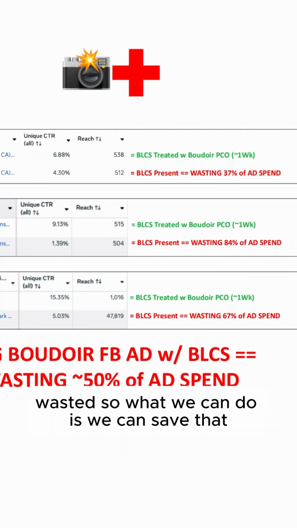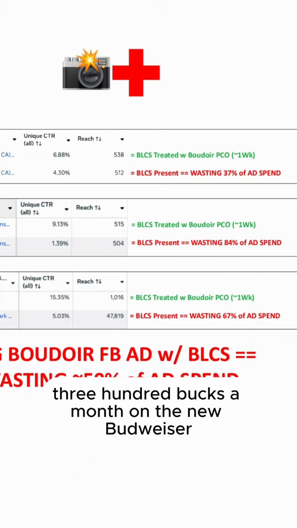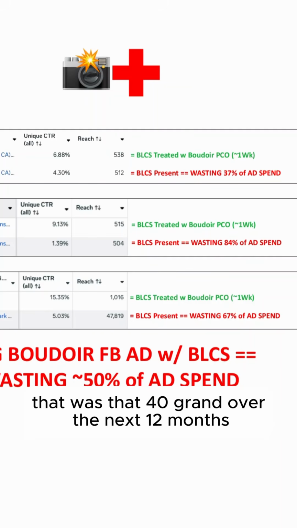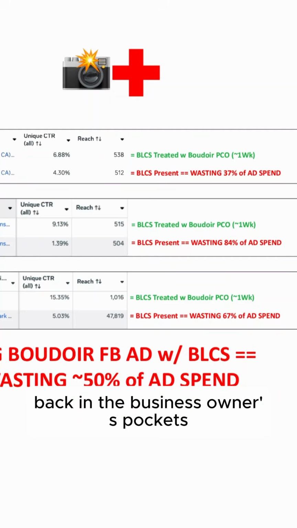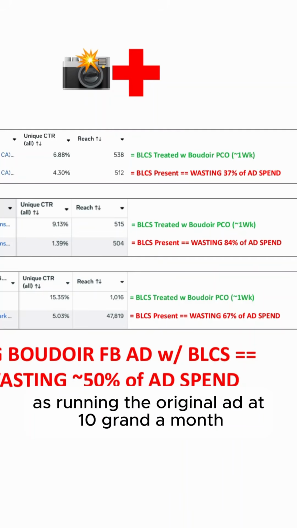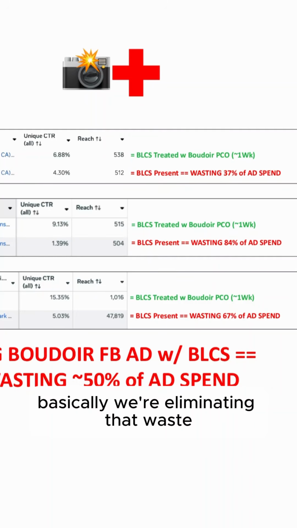So what we can do is eliminate that wasted ad spend and only spend $6,300 a month on the new Boudoir Pico treated ads. So pocket that, what's that, 40 grand over the next 12 months, kind of phantom profit back in the business owner's pockets. And that will get our ad into the same number of women's brains as running the original ad at 10 grand a month. So we're basically eliminating that wasted ad spend and putting it back in our pocket.